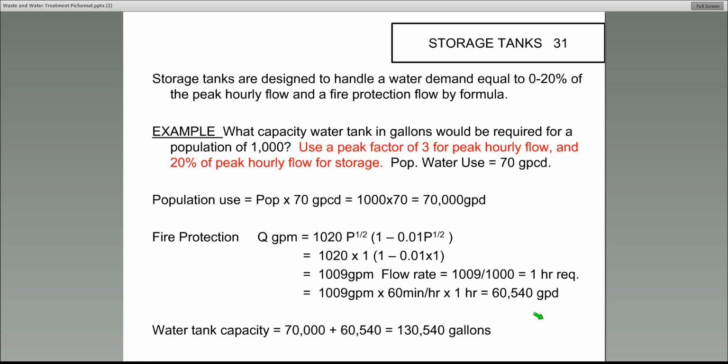Now, the water tank capacity could be one of two things. Sometimes, if the treatment plant goes down, you want the storage tank to handle the average flow of the city, which is 70,000, plus the fire demand, which is 60,540. In this case, the city wanted both. If they only asked for the fire demand, then it would only be 60,540.